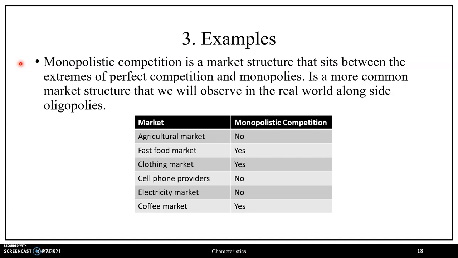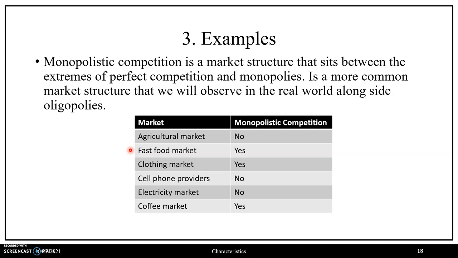As such, it is a more common market structure that we observe in the real world alongside oligopolies. In terms of classification of some examples of monopolistic competition in the real world, looking at our table below, we first have the agricultural market. We have many firms operating in the space that sell an identical product, therefore this will rule out monopolistic competition. In regards to the fast food market, we have many firms operating in the space, low barriers to entry, product differentiation, some market power, expected zero economic profit in the long run, and the firms are independent in terms of their pricing decisions.